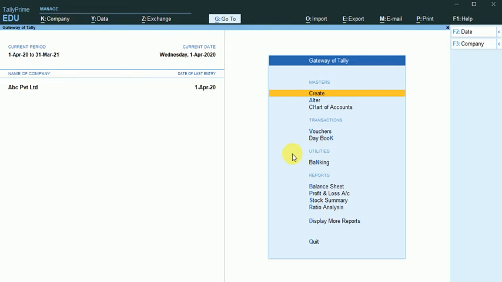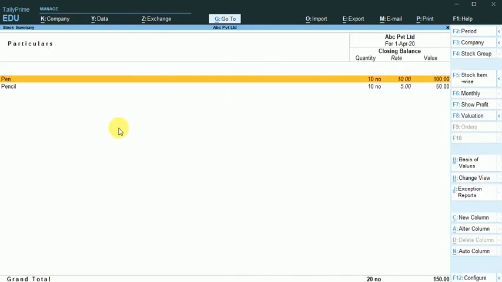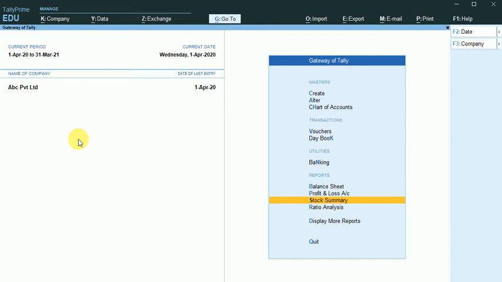Okay. Now I'm seeing the stock summary. I have pen and pencil in my inventory. Now I'm going to sell these things.